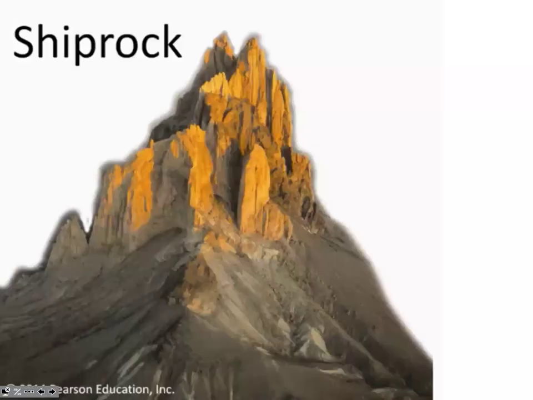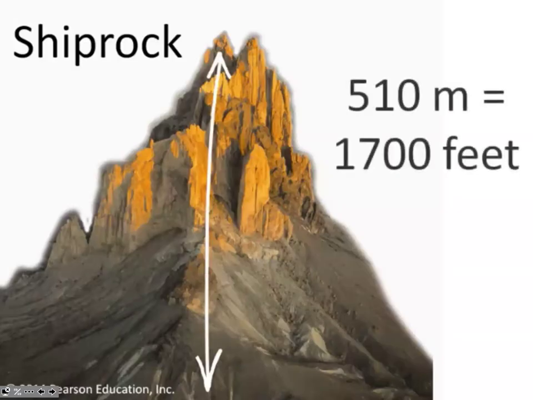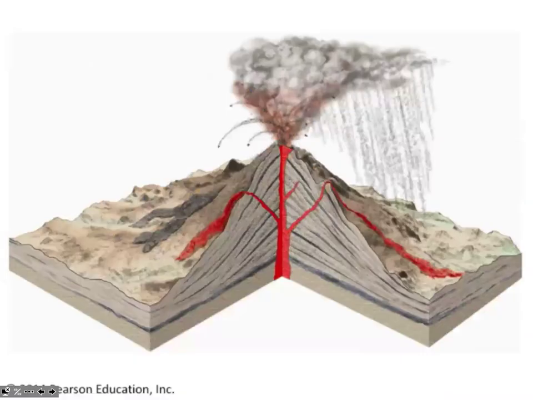This is what Shiprock looks like. From bottom to top, it's a tremendous 510 meters tall, so over half a kilometer above the desert floor, and that's around 1,700 feet tall. What is this mountain? How did it form? Well, we get an answer by going back to our understanding of the anatomy of a volcano. Remember that every volcano has a central conduit through which magma moves up to the surface to erupt. It could erupt as a lava flow, or it could erupt as an explosion of pyroclastic material.